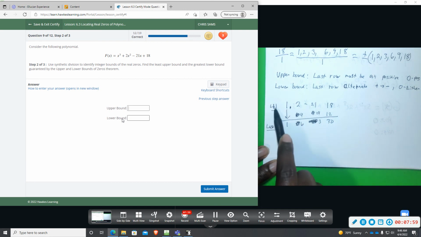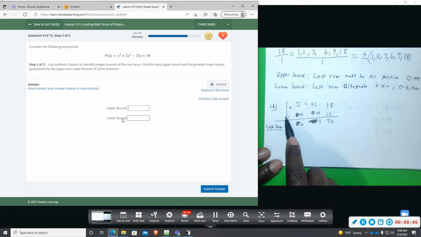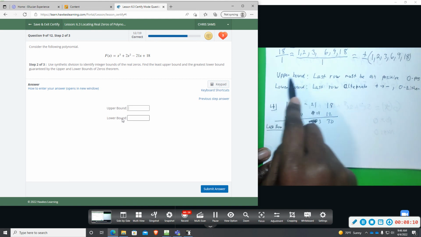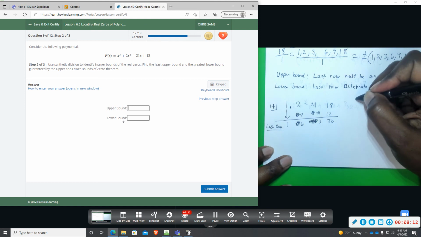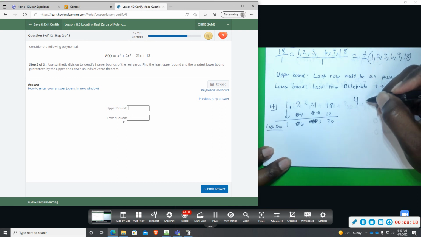So 4 is the first positive number, the smallest positive number, that when you do synthetic division, you get all positive on the bottom row. So 4 is an upper bound. 4 is your least upper bound, I should say. You got to find the smallest one.